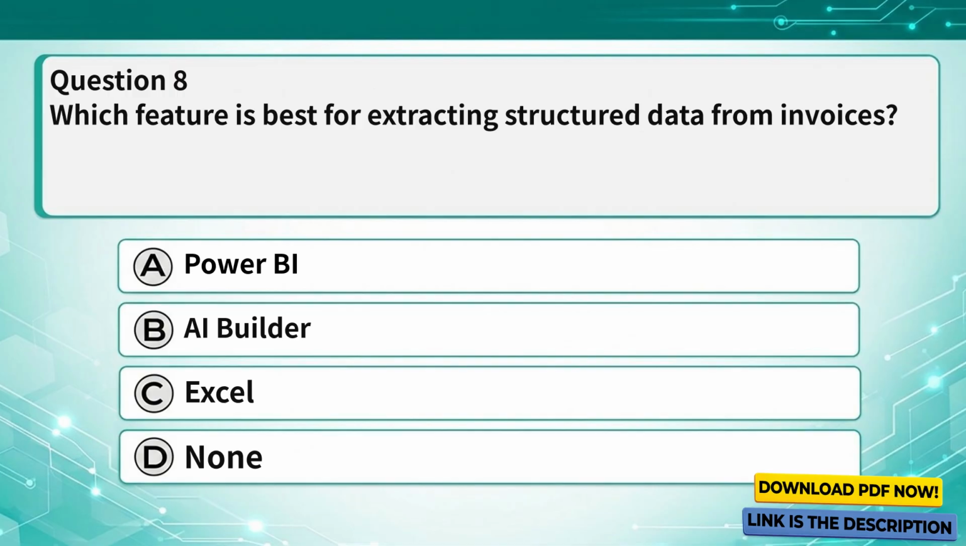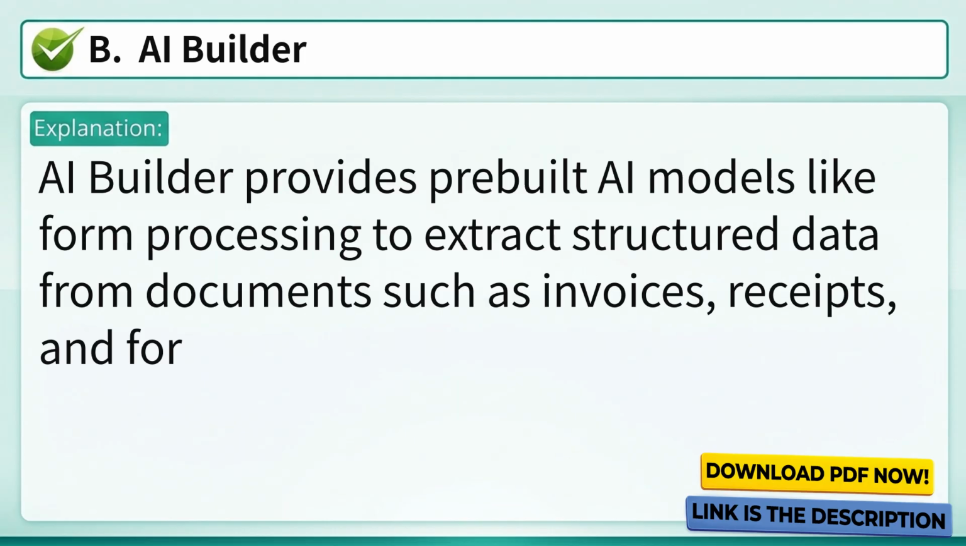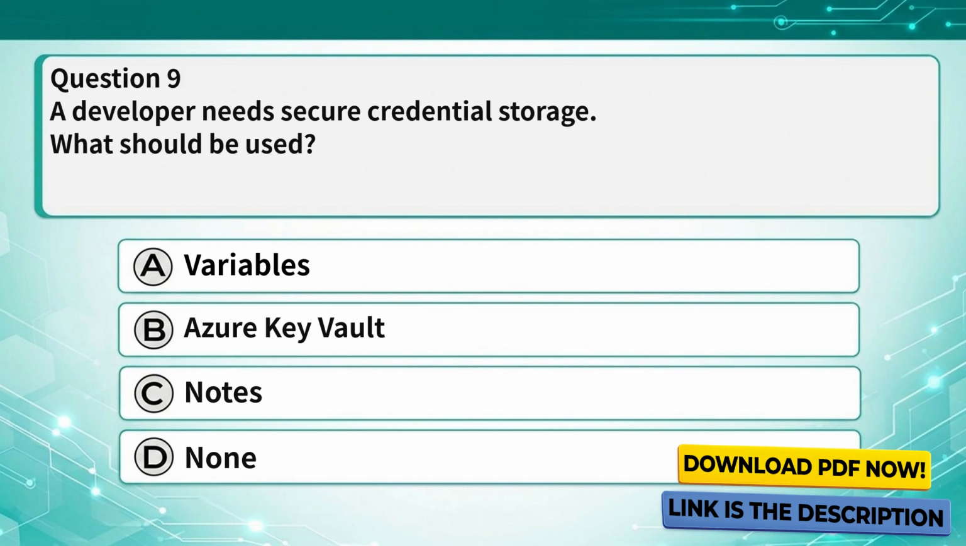Question 8. Which feature is best for extracting structured data from invoices? A. Power BI. B. AI Builder. C. Excel. D. None. Correct answer, B. AI Builder. Explanation: AI Builder provides pre-built AI models like form processing to extract structured data from documents such as invoices, receipts, and forms.